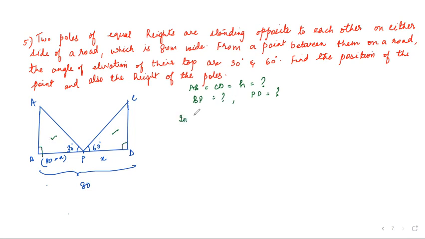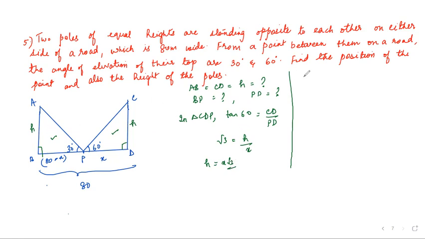So firstly, in triangle CDP, tan 60 is equal to CD by PD. √3 is equal to, let us take the heights of the poles equal. So let us take it as x, which is h by x. So from this, h is equal to x √3. Okay. Now consider the other triangle. Let us leave it here because we do not know h and x both. So we will just leave it here as it is. Now let us take the other triangle.